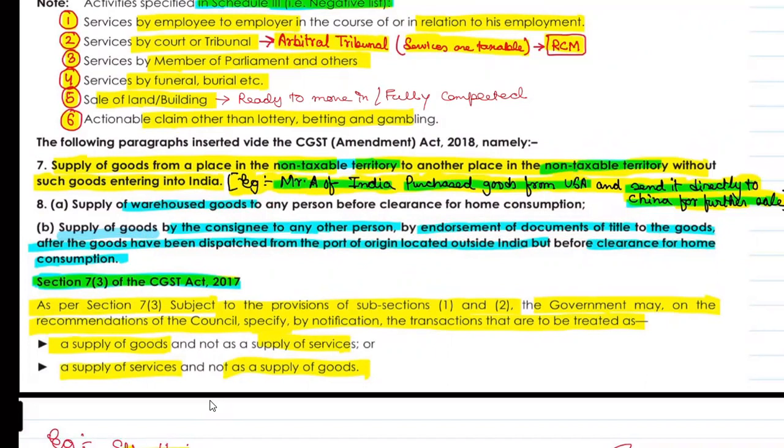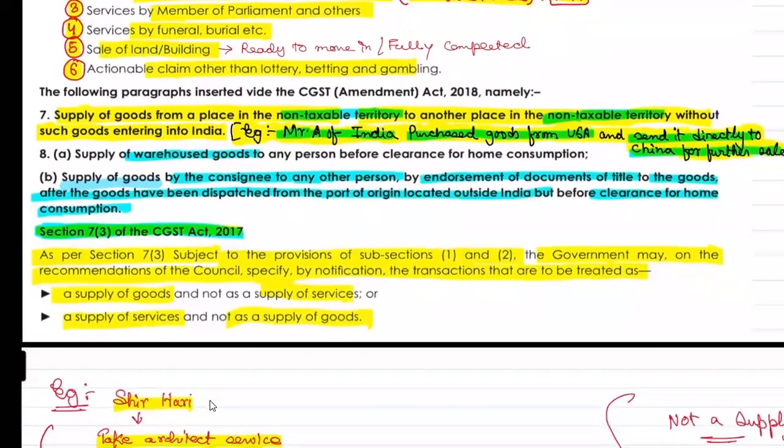Sir, please explain this point again. What this point is saying is, look, it is one thing: what actually matters is whether goods have been cleared for home consumption or not.